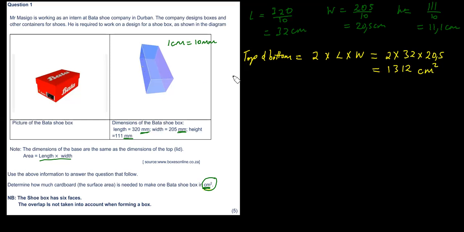These two sides here. So the first one, the big side. It's going to be 2 again because they are equal. This side and this side, they are equal. It's going to be 2 times, what is it? Your length times height. Okay. What is 2 times length times height? It's going to be 2 times 32 times height 11,1. Then what do we get?